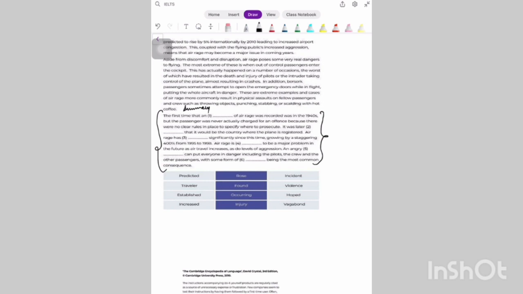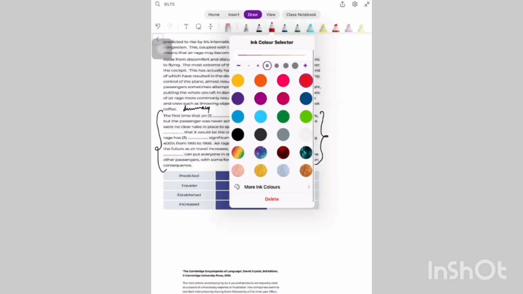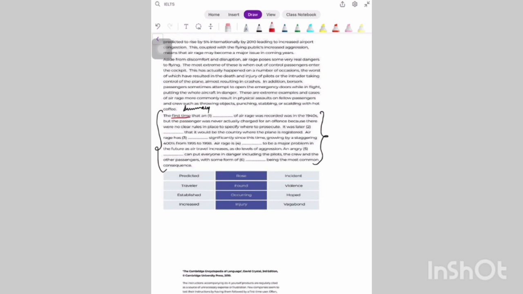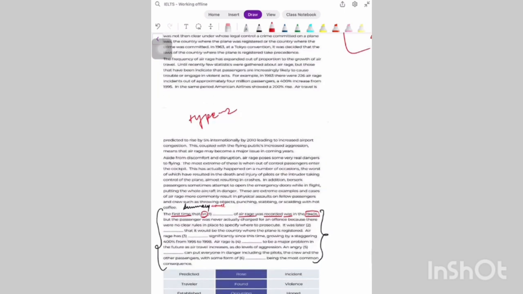What it is saying: the first time that, now 'an' is given. So whatever word will come here would begin with a vowel. That is my first tip. Of air rage was recorded, 'was', so past tense is used, was in the 1940s. So directly I'll look in the text for 1940s wherever it would be written.